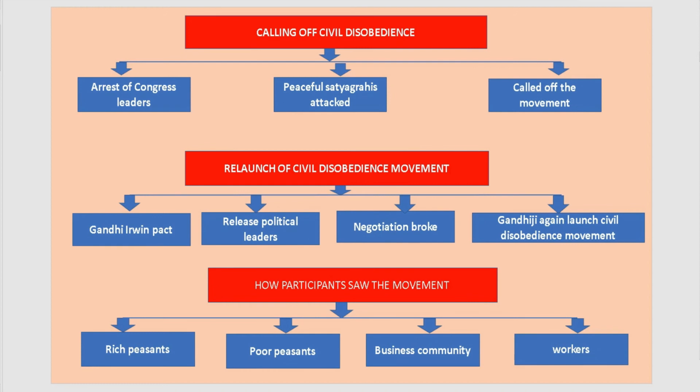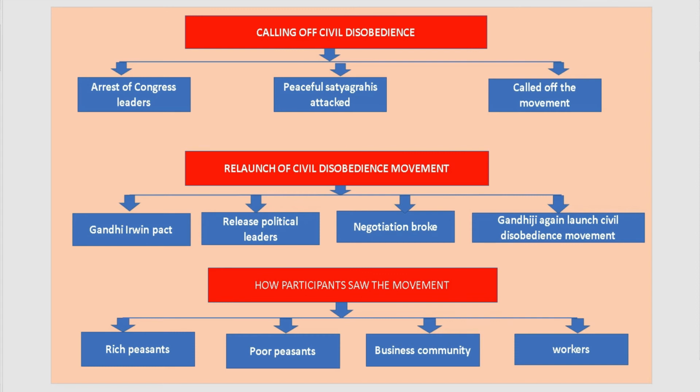Next, calling of the civil disobedience movement. Here, arrest of Congress leaders. Many of the leaders were arrested by the Britishers. Next, peaceful satyagrahis were also attacked. And finally, this movement was called off. Next, relaunch of the civil disobedience movement.